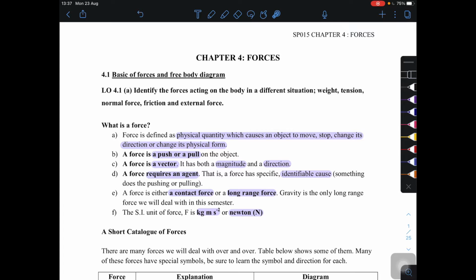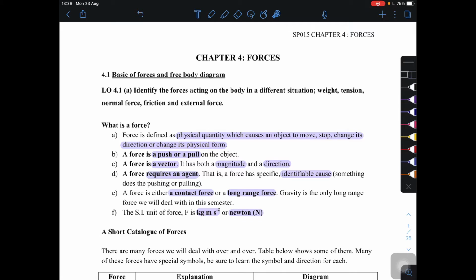Ataupun dalam bahasa Melayu, kita panggil sebagai daya. Apa itu daya? Okay, force is defined as a physical quantity which causes an object to move, to stop, to change its direction, or change its physical form. So every object that moves or stops or is at rest or changes direction or changes physical form has a force or has more than one force. Okay, setiap objek ni akan ada force.